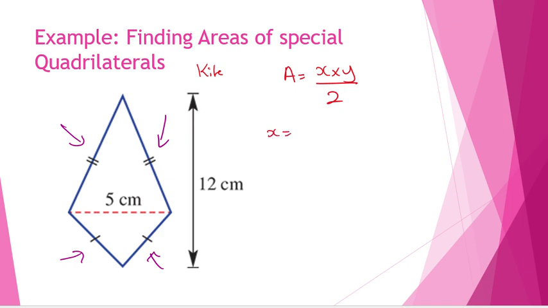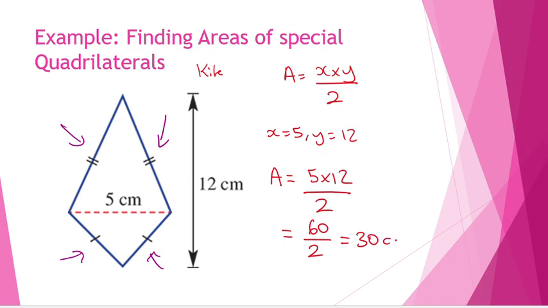Now let's just label x is equal to 5, y is equal to 12. It doesn't matter if you do x is equal to 12 and y is equal to 5. They both work the same. So it doesn't matter. I've just decided to go with this one. So let's just see how it goes. So A is equal to 5 times 12 over 2. I'm left with 60 over 2. And I end up with 30 centimeters squared. Okay, so that would be your answer for this kite here.